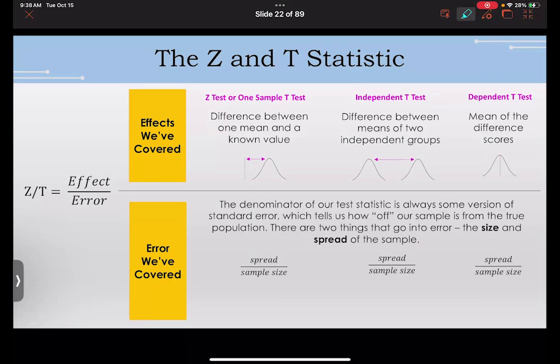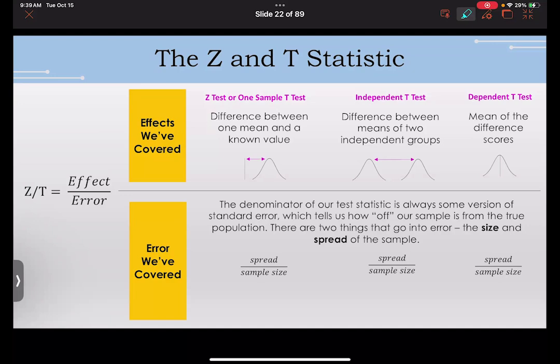So guess what? The formula is the same for all of them. It's just spread and size. That's it, right? The denominator for all three of these is spread over size. Now, the question is, is spread measured the same in all three of these? No. Is size measured the same in all three of these? Kind of, right? Is n always size? Yeah, there's more consistency there.